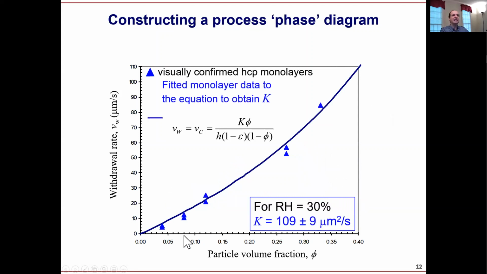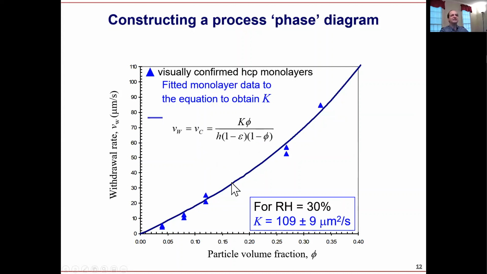So now when I get the data, I'm going to have the correlation between the volume fraction, the withdrawal rate, and the type of structure that I'm getting. I have one very simple formula which describes it all. I have this parameter K here, which I can fit on the basis of the monolayer, and this is the fit, you get pretty good fit. Theory works.